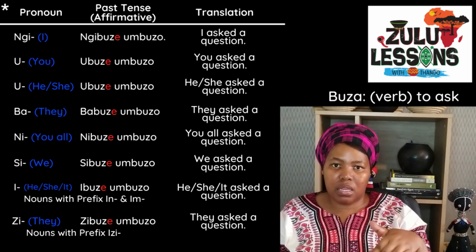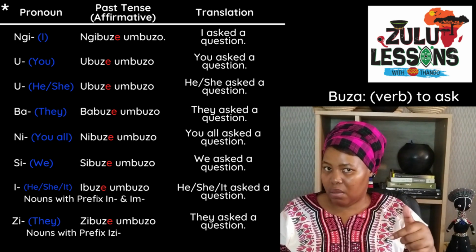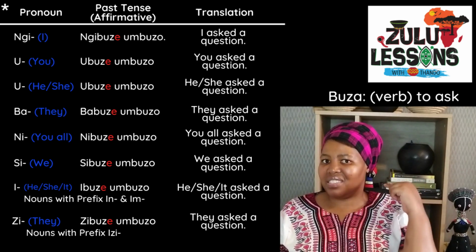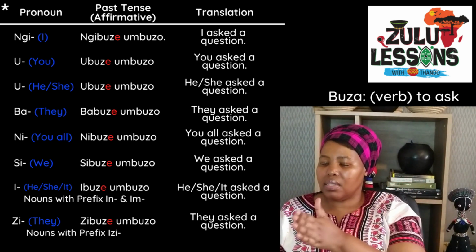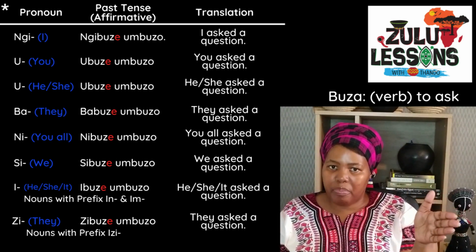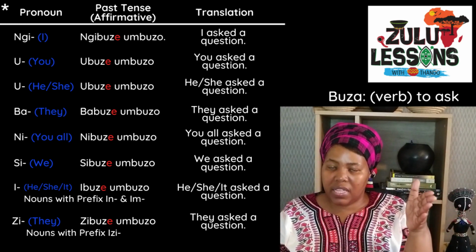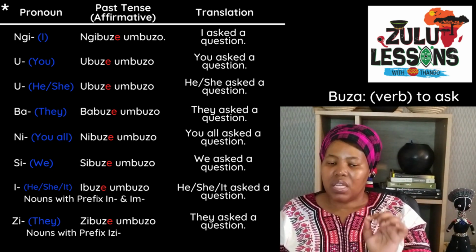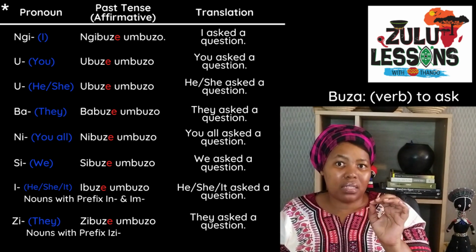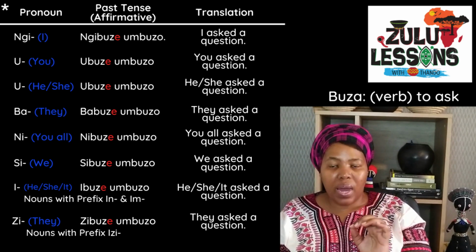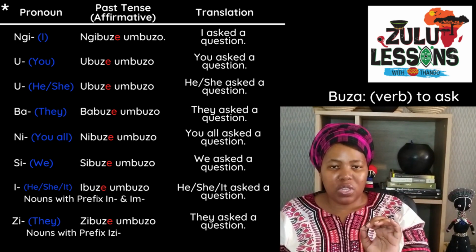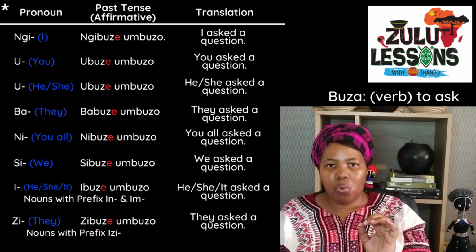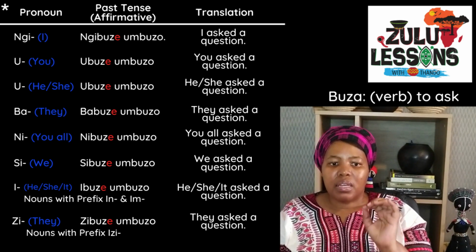If you now suddenly say ngibuze, that's saying ask me. But if you are saying ngibuze, that's I asked. But it's incomplete. You've got to say something else, just the same as the present tense that we were working on. Ngibuze umbuzo, so I asked the question. Or ngibuze uAyanda, I asked Ayanda. Do you hear that A at the end?